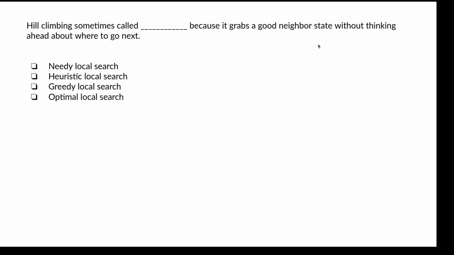Next question: hill climbing is sometimes called which of these? Needy local search, heuristic local search, greedy local search, or optimal local search? Because it grabs a good neighbor state without thinking ahead about where it has to go. It only thinks about the local stuff. So do you call it needy, heuristic, or greedy? Obviously, greedy local search would be the answer.